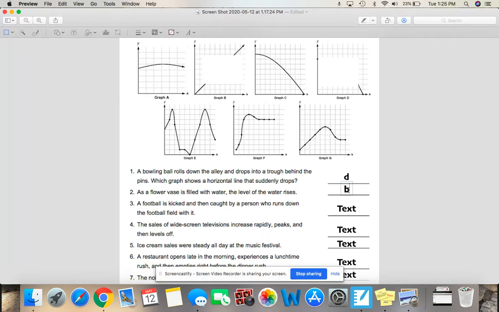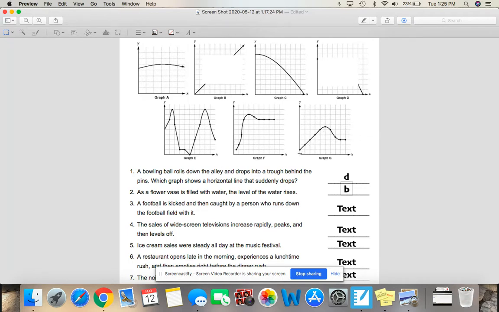So part 3, a football is kicked and then caught by a person who runs down the football field with it. So this one's a little tricky. We want to think about how far the football is going. We want to think about the time it takes for the football to get there. We want to think about the height of the football. All these things come into consideration. So I'm going to look at graph G.